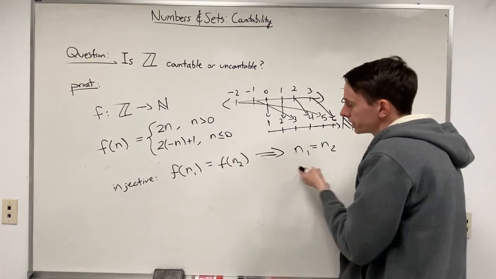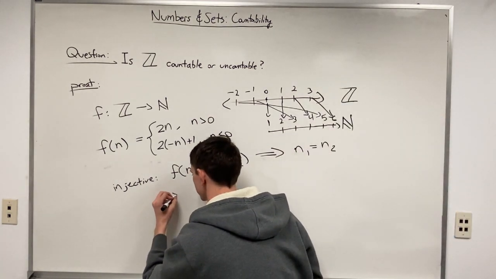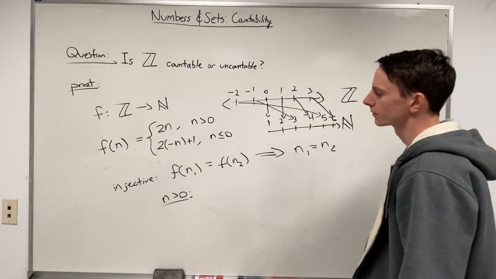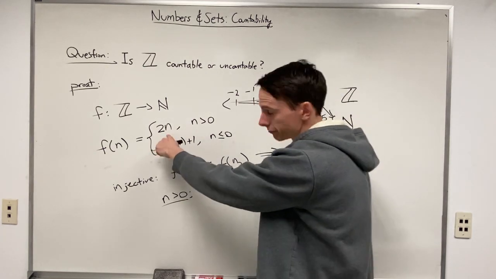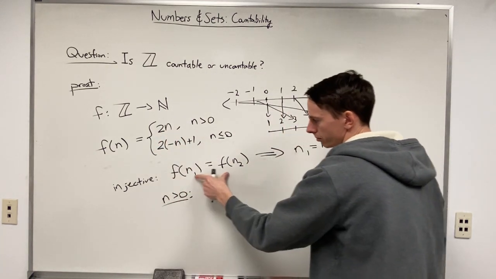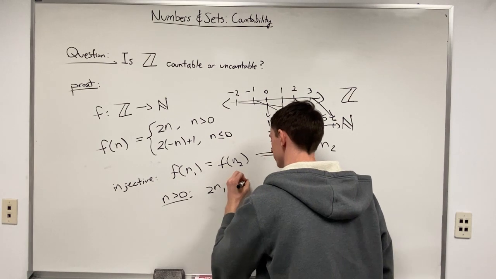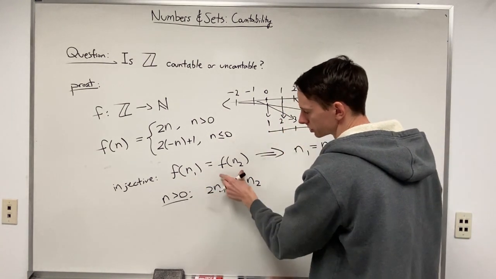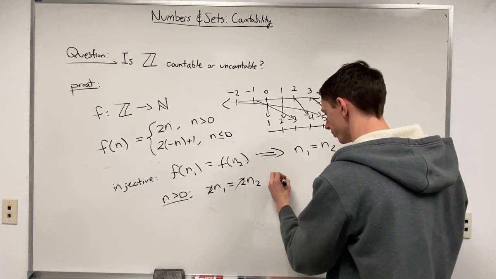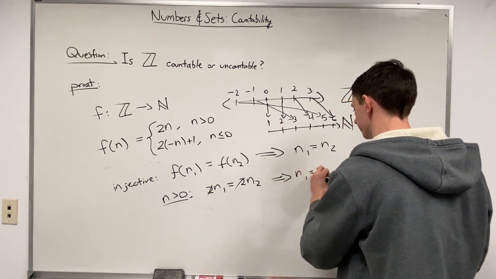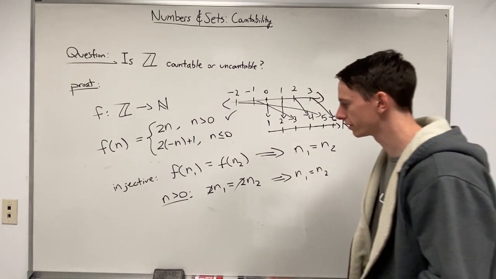So let's just see if this is true for both of the cases in this function f. We'll start with the n is greater than 0 condition. In that case, this is going to be the form for f of n. So the left-hand part of the conditional statement would say 2n1 equals 2n2. F of n1 equals f of n2. That's what this is. Then we can see the 2's cancel out. So if this is true, therefore n1 equals n2. So at least the top case satisfies the condition of being an injective function.